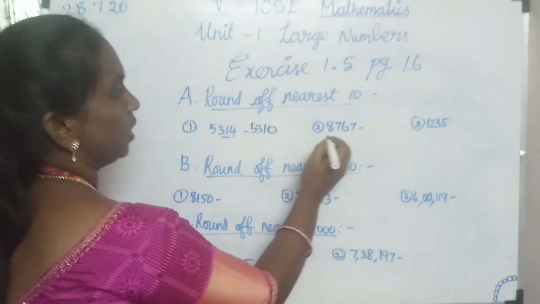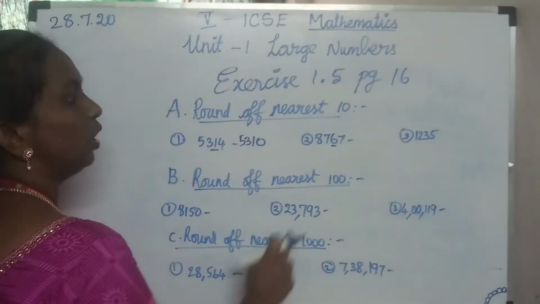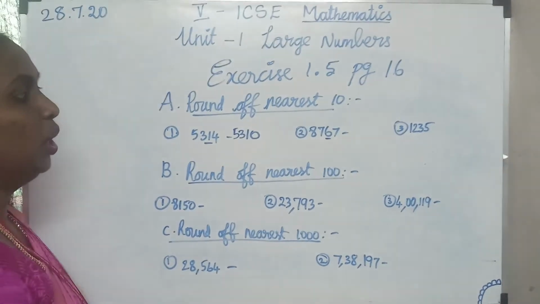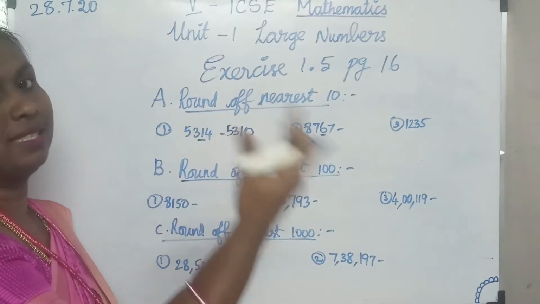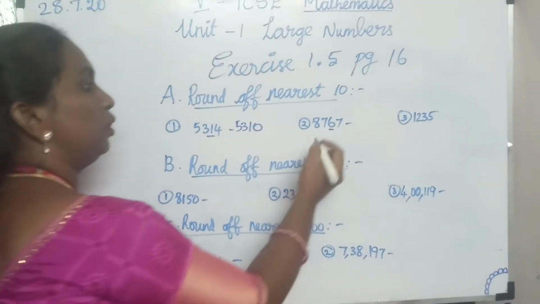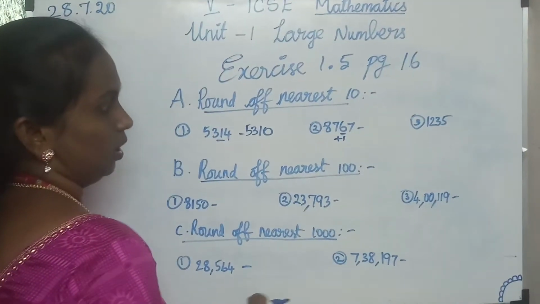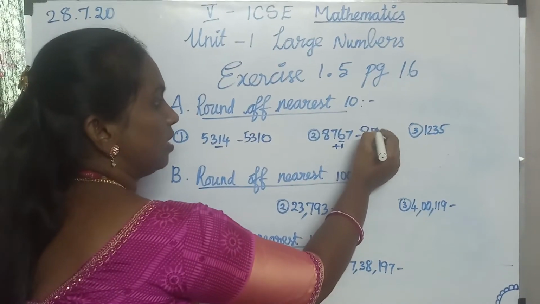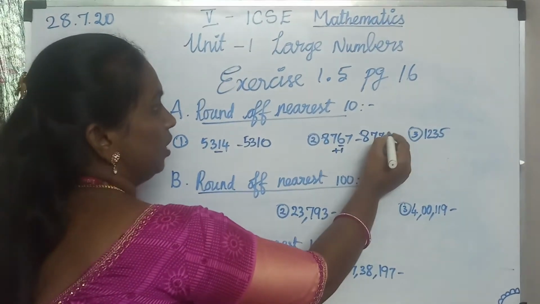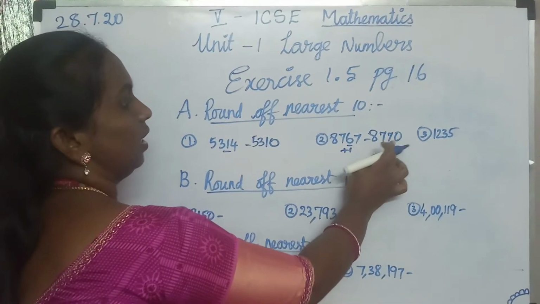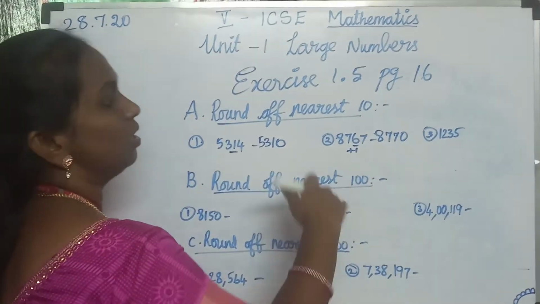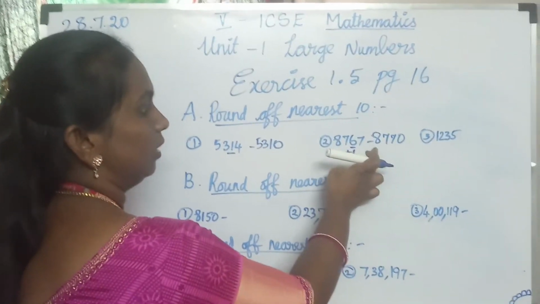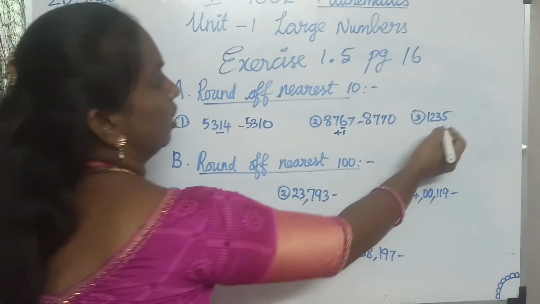Coming to the second question, underline the tens place value. See the ones place number. Ones place number is 7. So it is in the second column. So we have to add 1 with this. It has become 8770. 8767 is round off nearest to 8770.